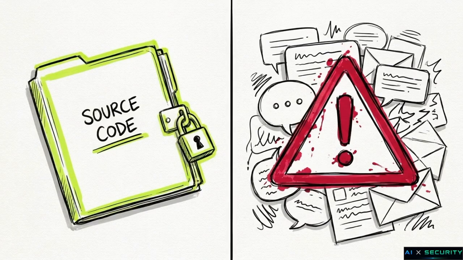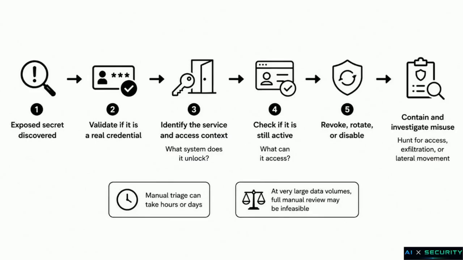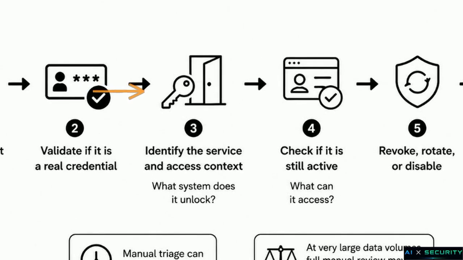This shift in attacker methodology suggests that defending source code is only one part of a security strategy. Responders must also account for the technical context buried in an organization's internal communications. This outlines the standard response to a credential leak, moving from discovery to containment. The process frequently stalls at step 3.